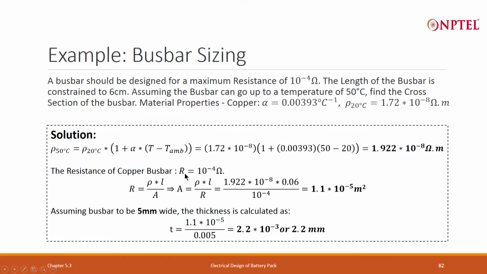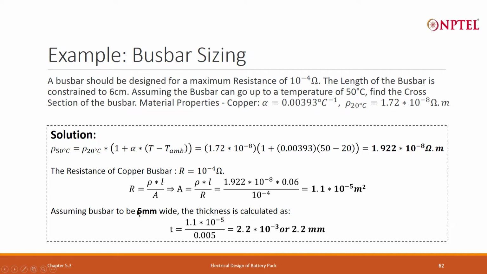Now, the resistance of the copper bus bar R is 10 to the power minus 4 ohm. So, R is rho into L by A. Now, A is the area of cross section. This is what we need to find out. So, it becomes 1.1 into 10 to the power minus 5 meter square, the area of cross section.